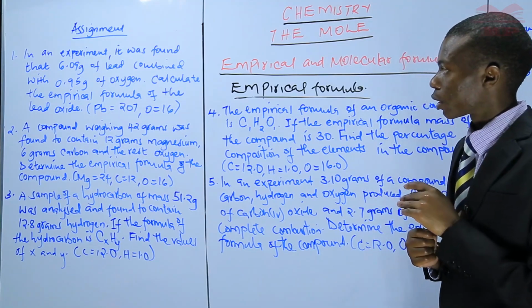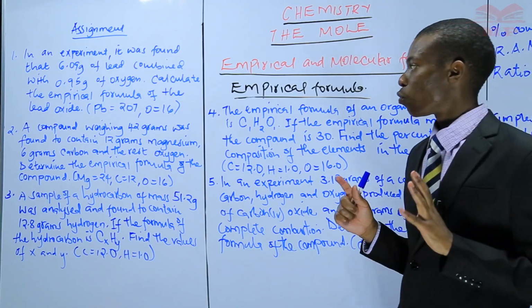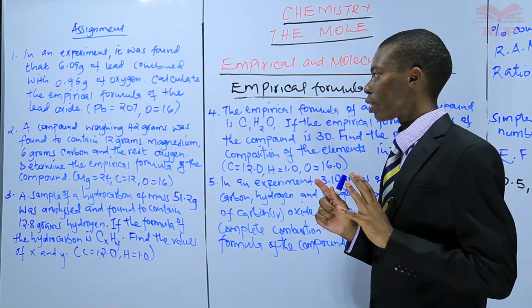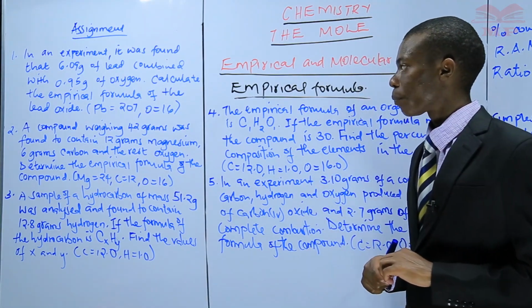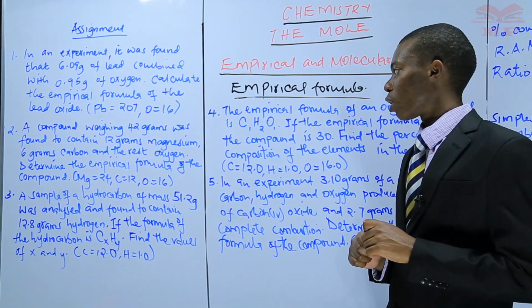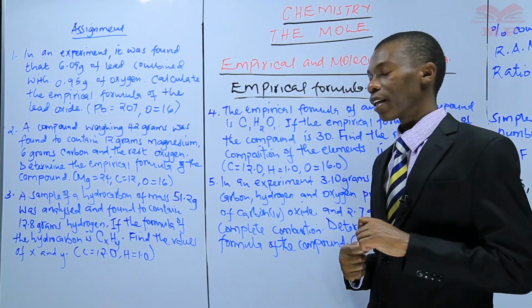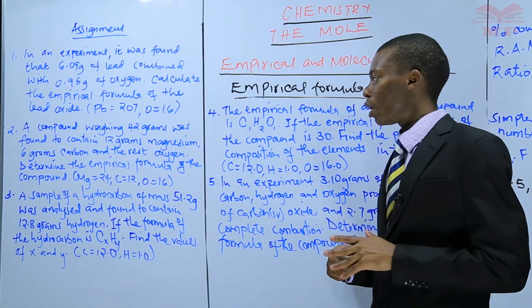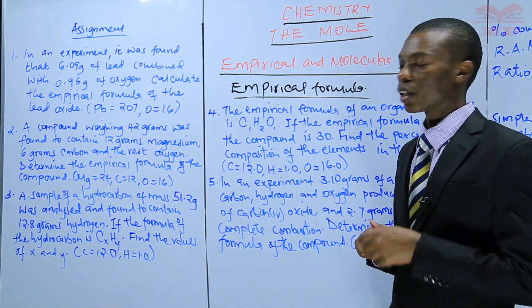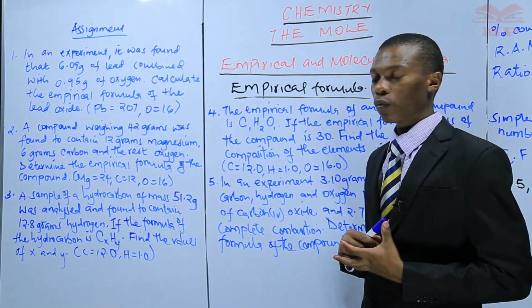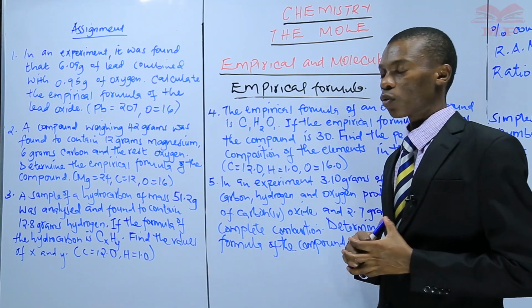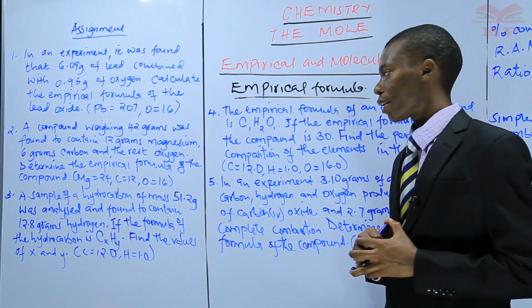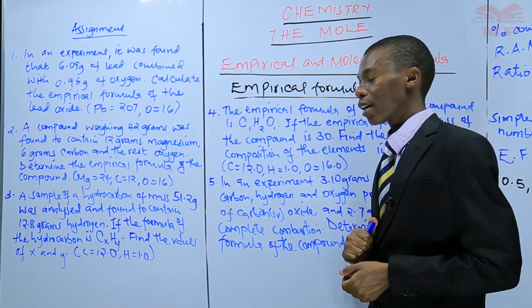The second question: a compound weighing 42 grams was found to contain 12 grams magnesium, 6 grams carbon, and the rest oxygen. Determine the empirical formula of the compound. The relative atomic mass of magnesium is 24. The relative atomic mass of carbon is 16, and that of oxygen is 16.